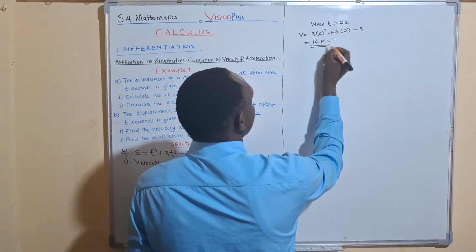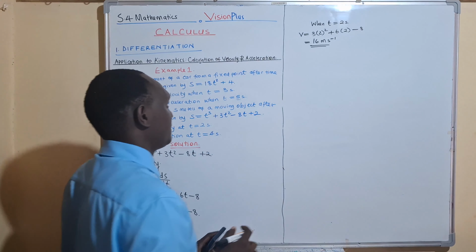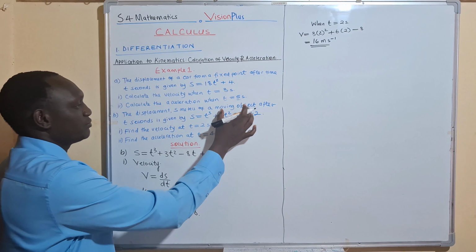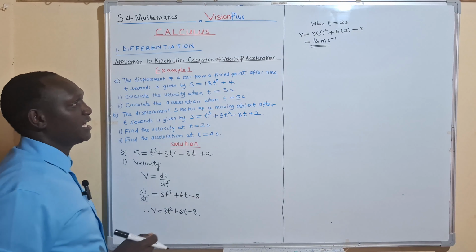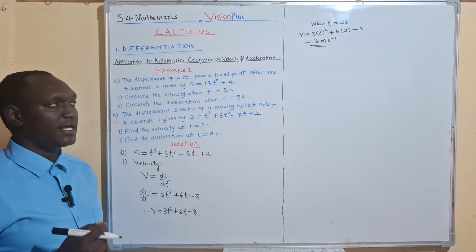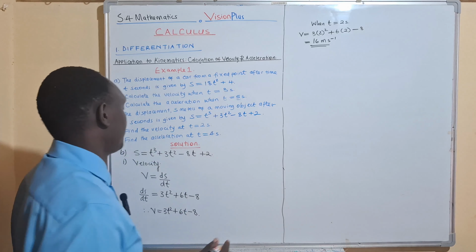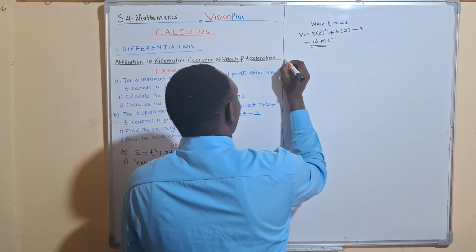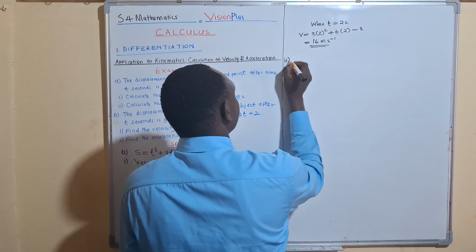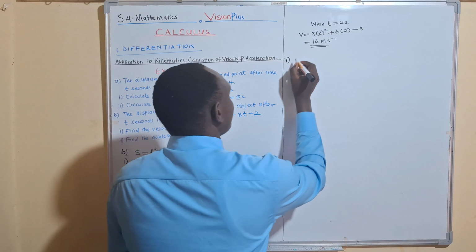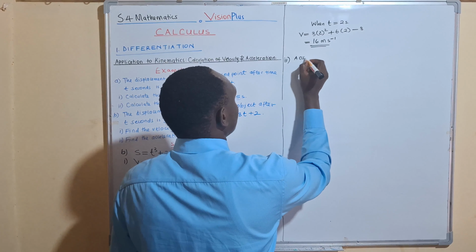Why are we saying that? It is velocity. So when the time is 2 seconds, this object is moving at a speed of 16 meters per second. That is the solution for Roman 1. Going to Roman 2. Roman 2 is asking for acceleration.